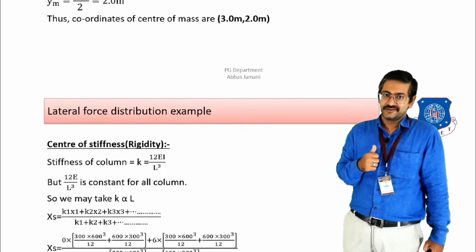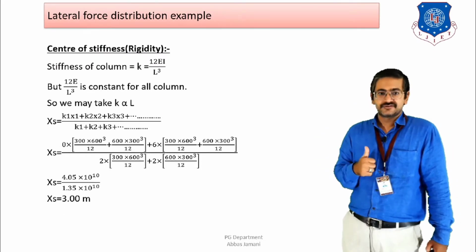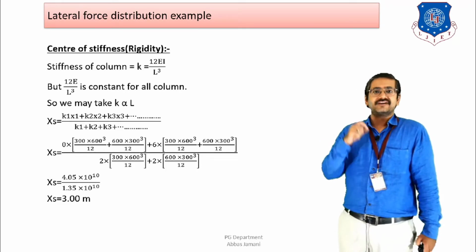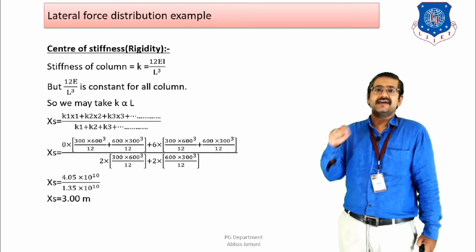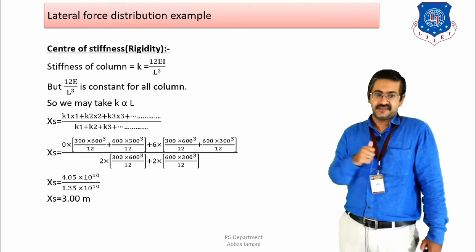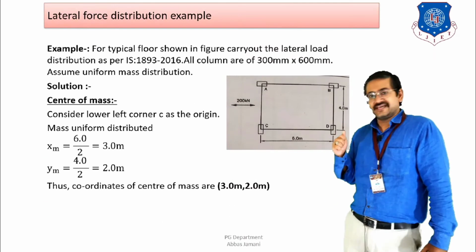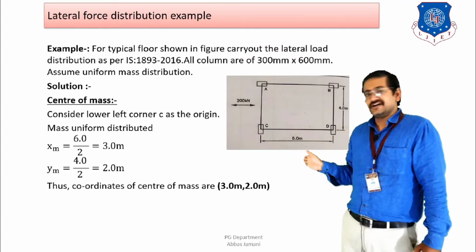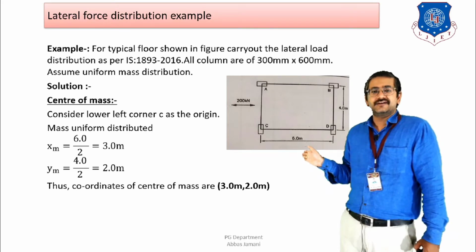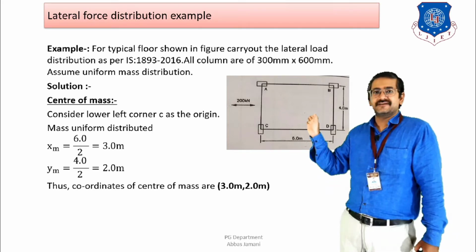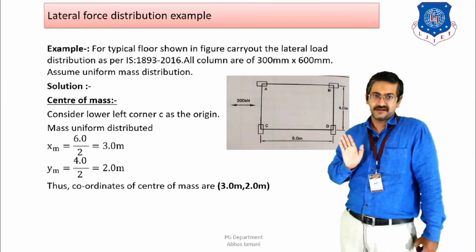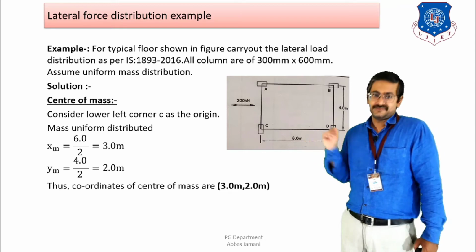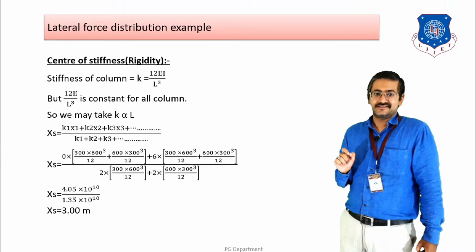So let us do the calculation for center of stiffness. So when I am calculating the center of stiffness, then xs is equal to k1 x1 plus k2 x2 plus k3 x3 plus k4 x4 divided by k1 plus k2 plus k3 plus k4, right. So if I go back to the example, then I can see that if I start from the point of origin, right. So for the first case, my value of I will be 300 into 600 cube by 12. For the second case, my value will be 600 into 300 cube by 12. However, the distance from the origin is 0. Therefore, this entire term will become 0. Right?